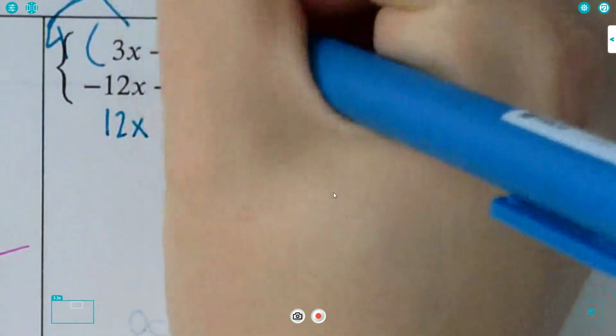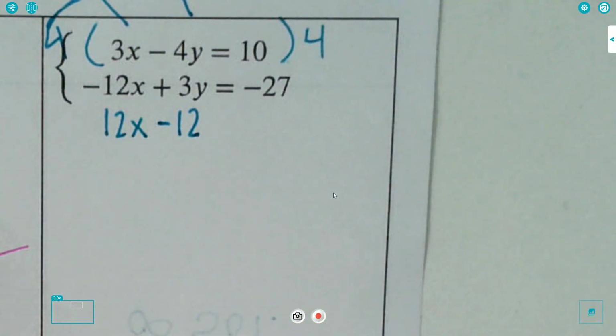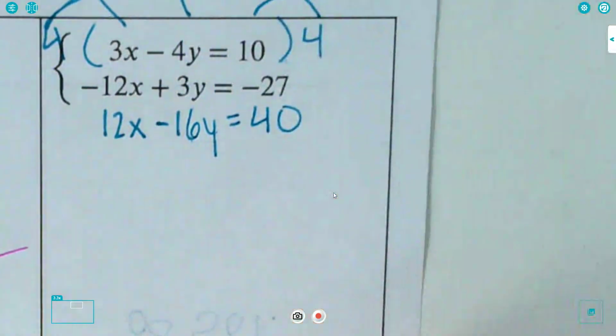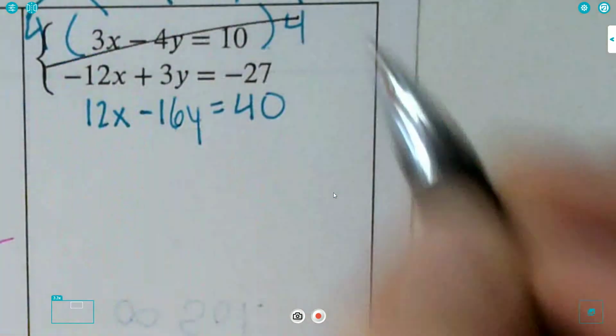So 4 times 3 is 12x. 4 times negative 4y is negative 12. Just kidding. Negative 16y. And 10 times 4 is 40. And then remember, you want things to be the opposite, so that's why I'm making it 12x, because the other one's already negative 12x. So I want to make them the same number, but opposites. Right, I'm going to cross off my top equation, just so I know I'm not using it anymore.